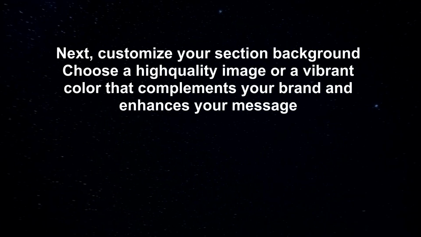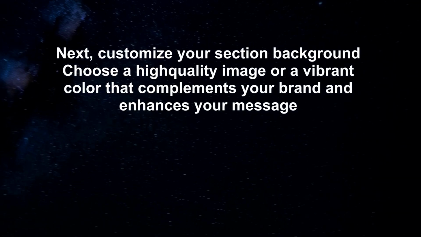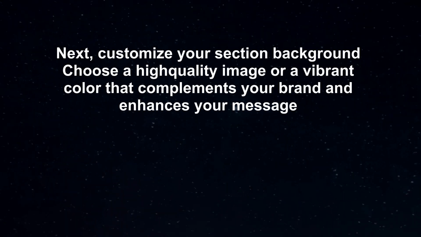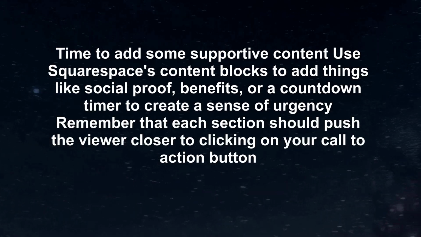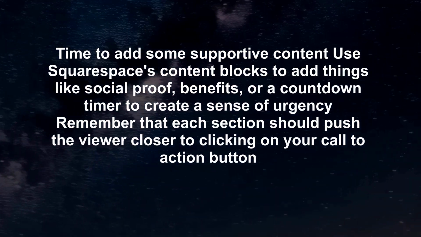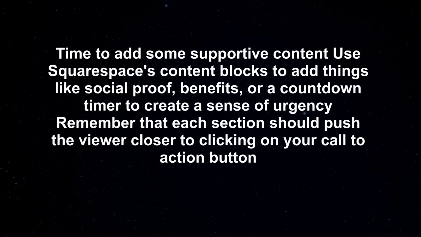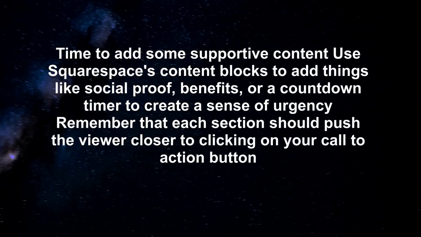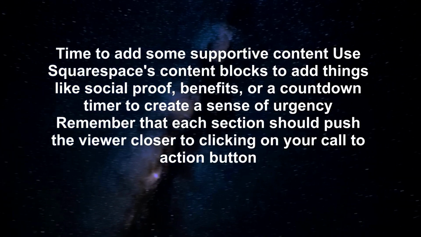Next, customize your section background. Choose a high-quality image or a vibrant color that complements your brand and enhances your message. Time to add some supportive content. Use Squarespace's content blocks to add things like social proof, benefits, or a countdown timer to create a sense of urgency. Remember that each section should push the viewer closer to clicking on your call to action button.